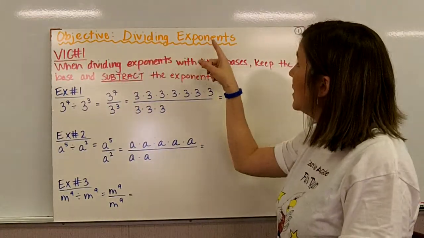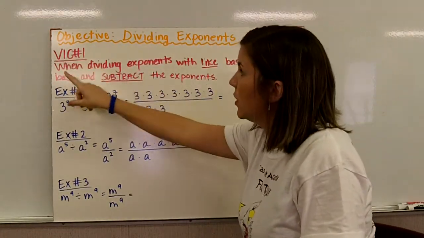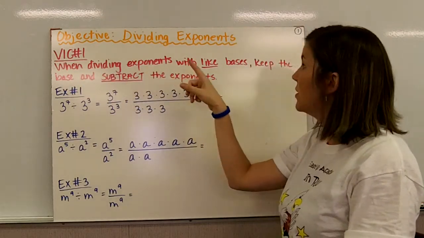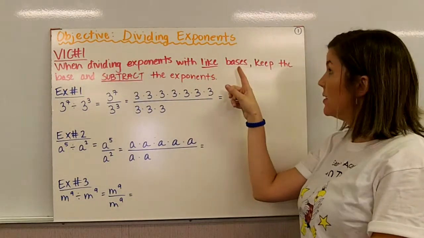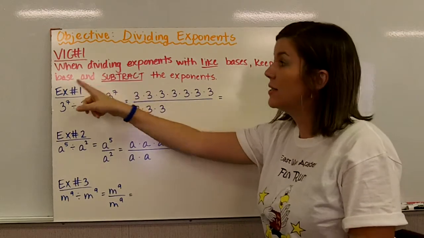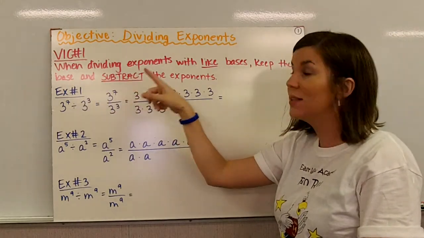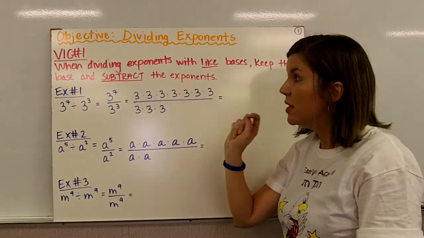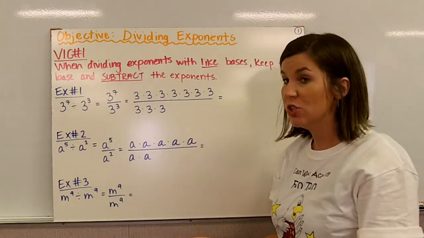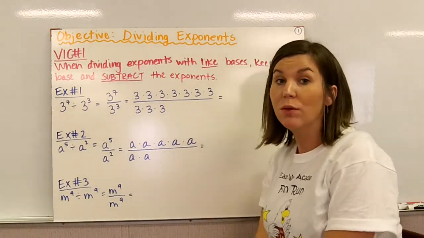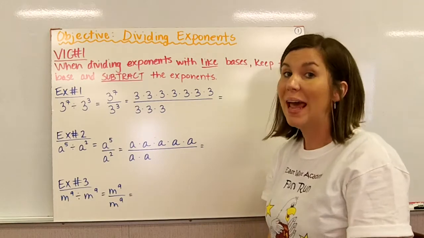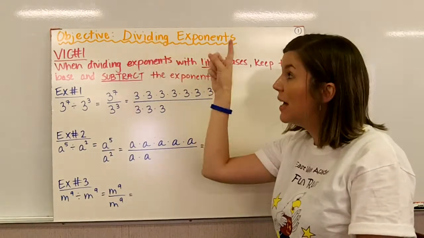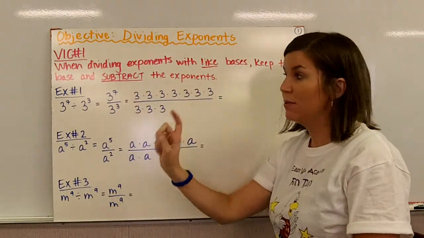Objective: dividing exponents. Rule number 1: when dividing exponents with like bases, keep the base and subtract the exponents. So this is the opposite of multiplication, just like division usually is. With multiplying exponents, we know we add the exponents. So dividing, we're going to subtract the exponents.